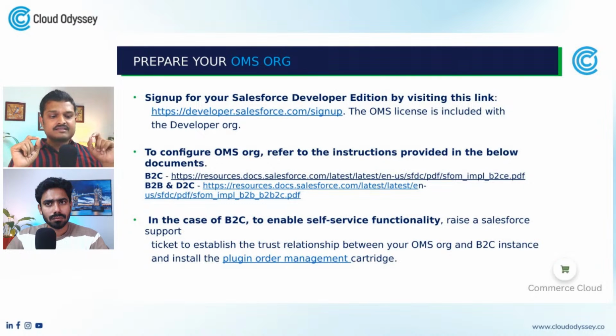The only place where you need a support ticket with Salesforce is when you want to install the self-service functionality cartridge, that is plugin_order_management. The reason being, whatever updates you make in the OMS should get automatically reflected in your order history. To have this communication between the B2C instance and the OMS org, you need to establish a trust relationship between these two systems.